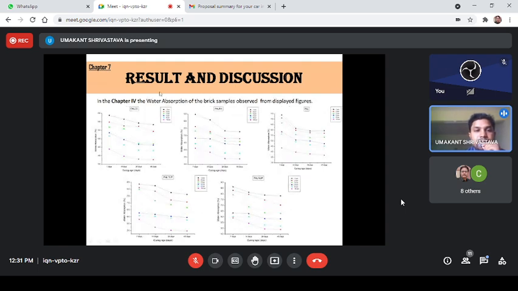We have also taken the water absorption versus curing age graph, and we have observed that at 10 ton casting pressure, we observe the lowest water absorption capacity, which is required because water absorption and compressive strength are inversely proportional to each other in brick preparation.